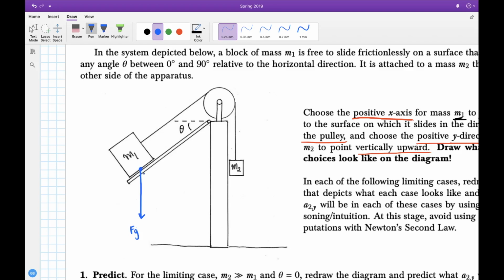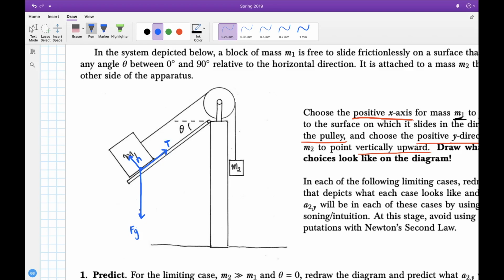We have a normal force from this ramp onto the block. Let's call that normal force. And we also have this tension in this positive x direction. So tension. But now we need to figure out the components of gravity.